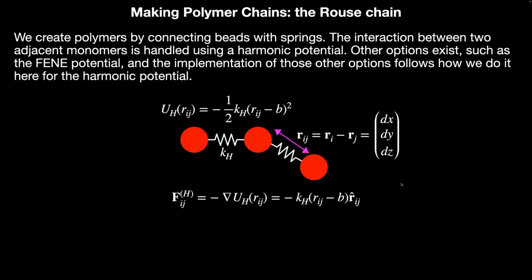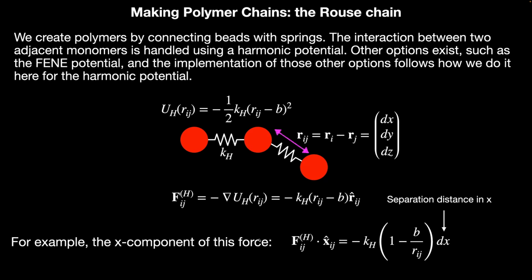And when we write the code, this is something that shows up and can be confusing to people when they look over the code and see something that differs from, for example, what you might see in Groot and Warren. We pre-compute some terms. So if I wanted to compute the x component of this force, the component of the harmonic force that's in the x direction, this is typically how I would do it in the code, and this is what you'll see.